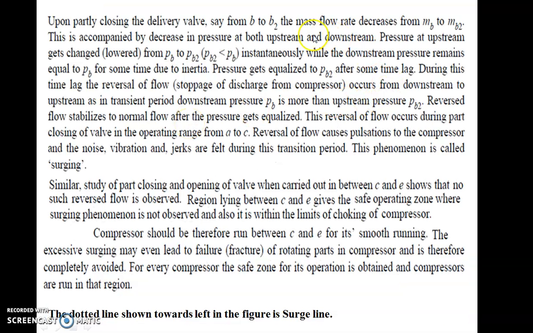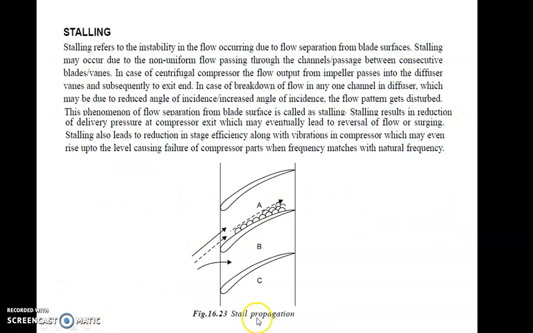This reversal of the flow happens because of the decrement of the upstream pressure in case of closing of the delivery valve. So closing of the delivery valve causes the reversal of the flow, and this is called surging. This reversal of flow causes pulsation in the compressor, and noise and vibration jerks are felt during this transition phase. This phenomenon is called surging. Because of surging and choking, your compressor is run between these two limits. The dotted line towards the left is shown as the surge line.